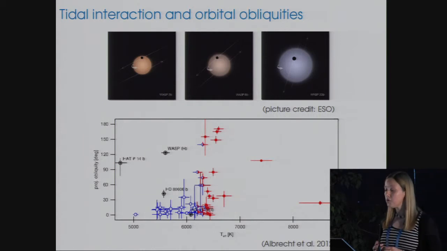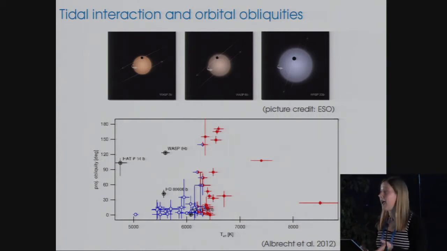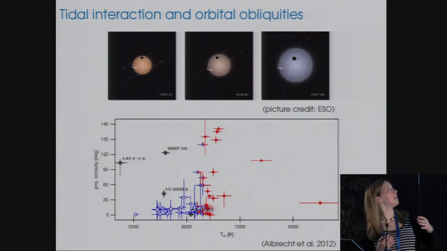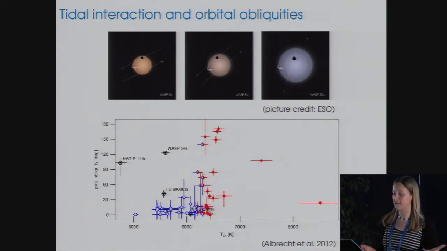There are some good news on the side of tidal interactions. There has been, for example, just highlighting one piece of work here. This is by Simon Albrecht, Josh Winn, and co-workers, where they look at the orbital obliquities, that is the misalignment of the planetary orbit with the stellar spin.